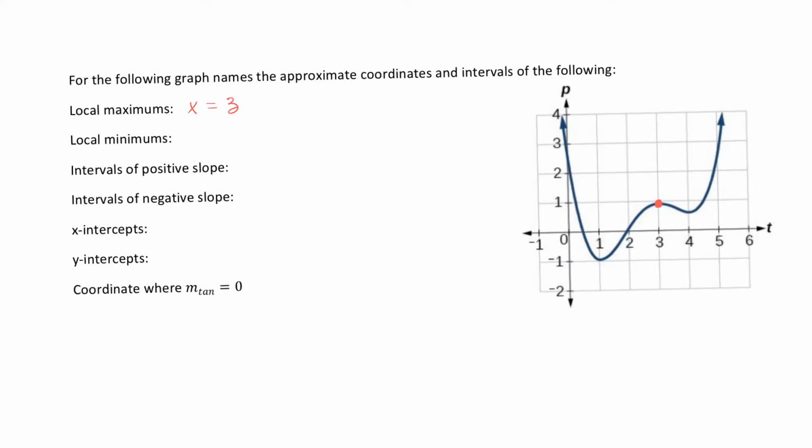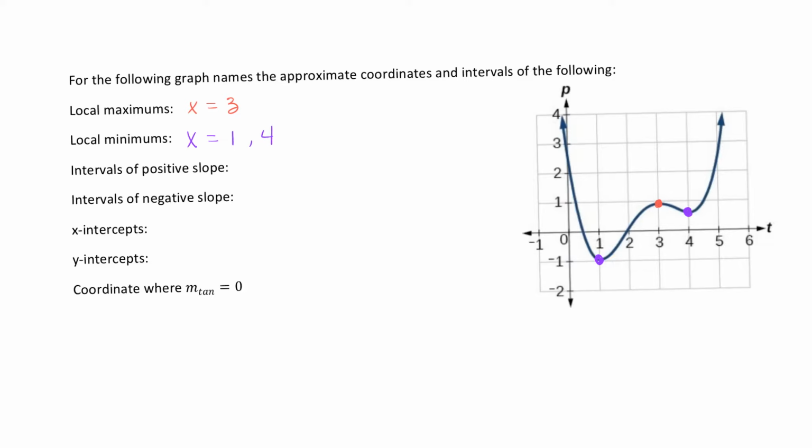In our local minimums, we can have multiple minimums. And we've got one here at x equals 1 and one here at x equals 4. So x equals 1 and x equals 4.